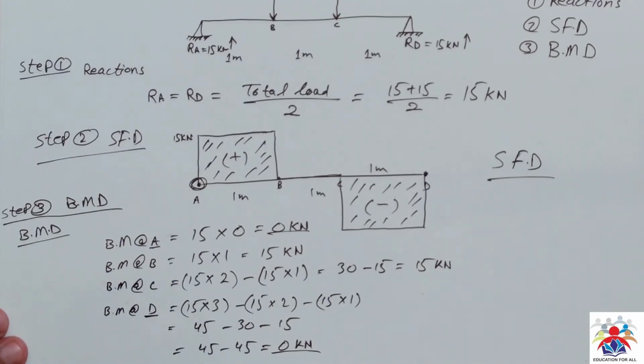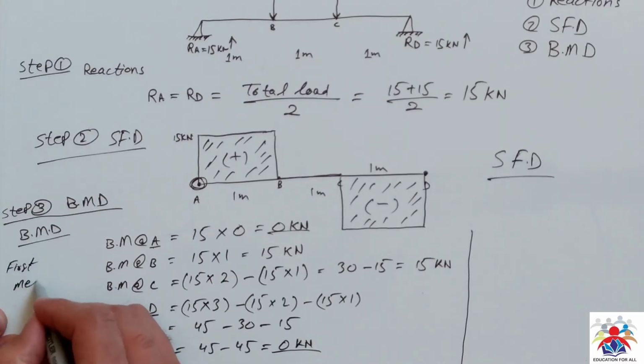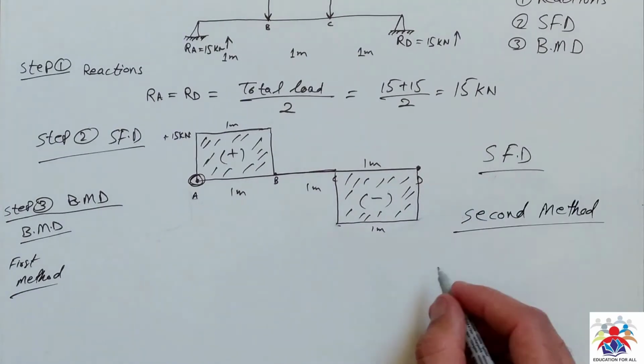Now we have to draw a bending moment diagram. Before drawing a bending moment diagram, let me explain the second method of calculating the values for bending moment. Okay, so I will just draw a line. I will say this is the first method. Now the second method of calculating bending moment values at each point. Okay, so second method, how do we calculate that?